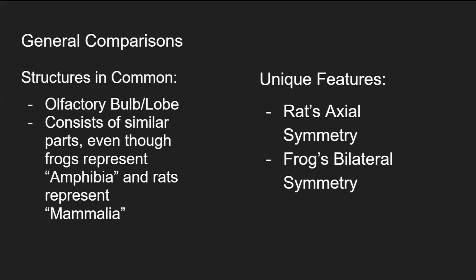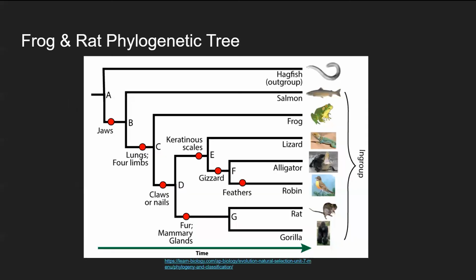Some unique features that the rats have is axial symmetry. And the frog's bilateral symmetry is very unique to them because they have skin in which they can breathe and rats do not. This is the frog and rat phylogenetic tree. It is no surprise that they have some similar traits in common since they're very close in the tree.